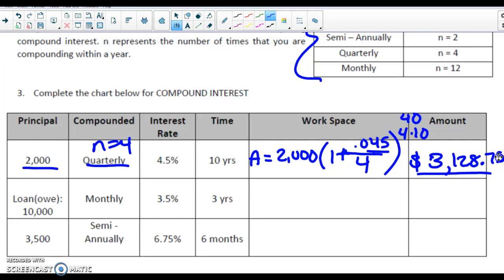Okay. So you should be able to do the rest of this worksheet. And hopefully, if you have any questions, let me know.